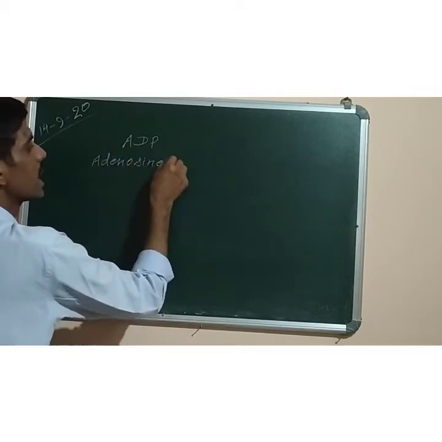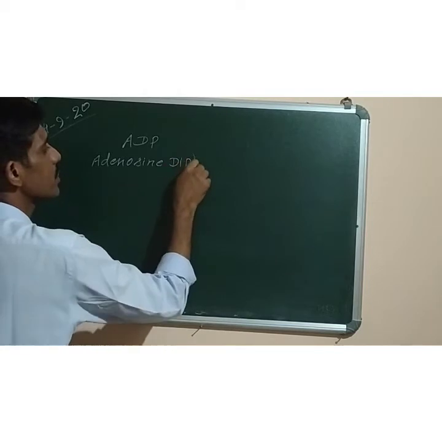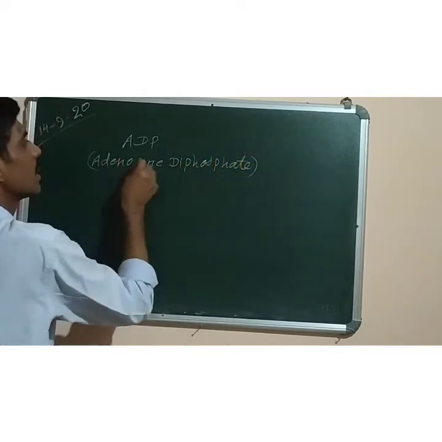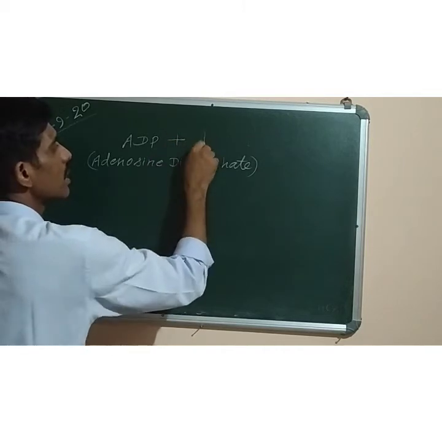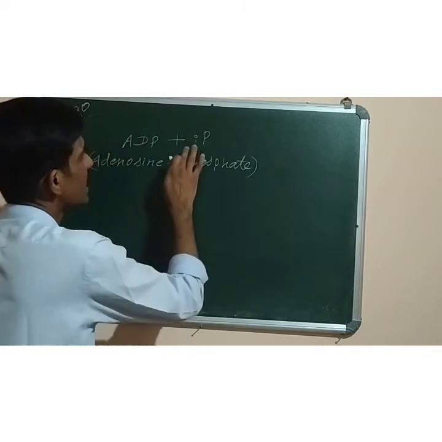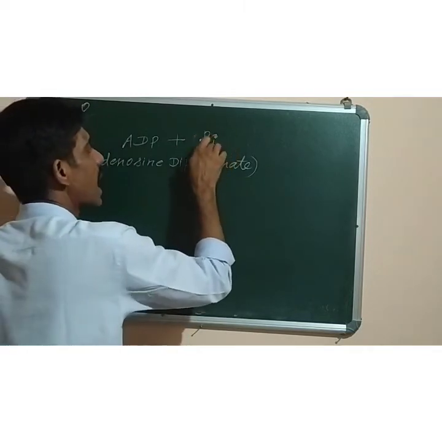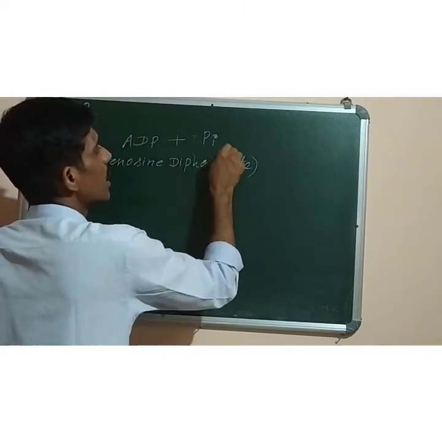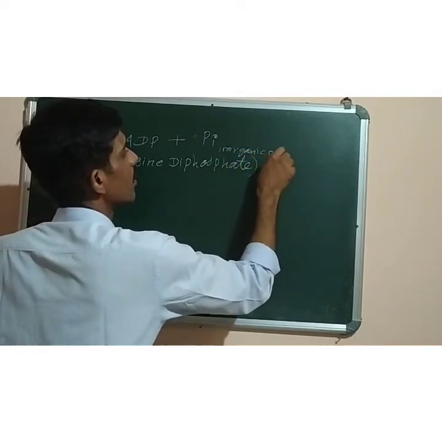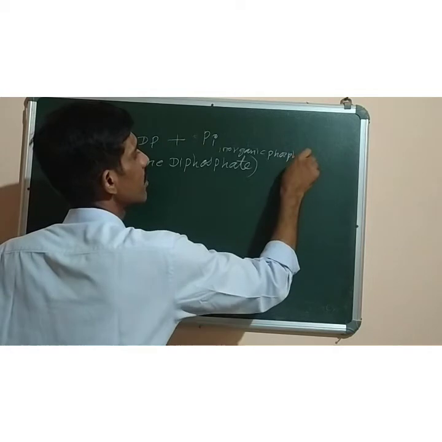Di means two. P means phosphate. Adenosine diphosphate. So when it combines with inorganic phosphate, IP, I am writing here in your book also, PI is written or IP. So this I indicates inorganic phosphate. Inorganic phosphate. That is the meaning of IP.